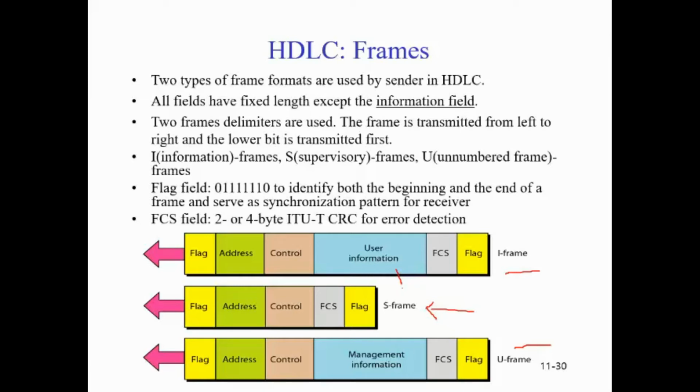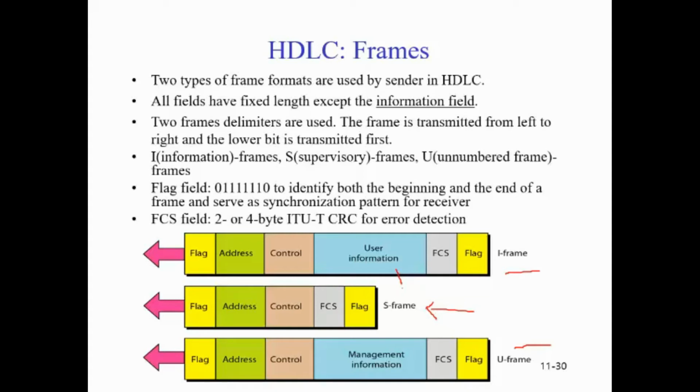Each frame in HDLC may contain up to 6 fields as shown in the figure: a beginning flag, an address field, a control field, an information field, a frame check sequence field, and an ending flag field. In multiple frame transmission, the ending flag of one frame can serve as the beginning flag of the next frame.